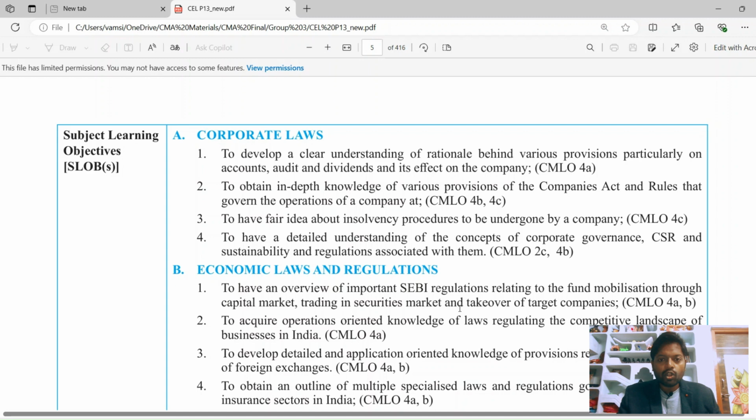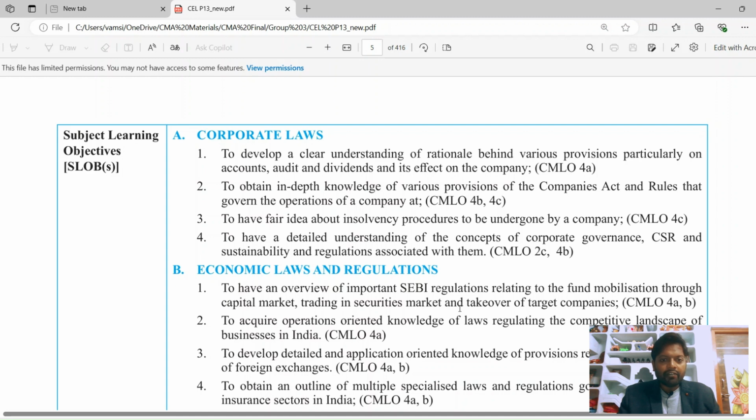Point number two, to obtain in-depth knowledge of various provisions of the Companies Act and rules that govern the operations of a company. Depth knowledge of various provisions of Companies Act. We study the Companies Act section A. In it, we will study more number of provisions, and we should learn how this knowledge is used to survive the company, and also how this knowledge can be used to govern the operations of the company. Operations are nothing but the day-to-day activities of the company.